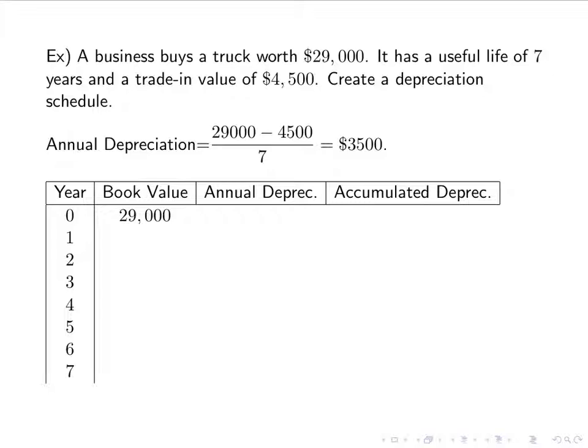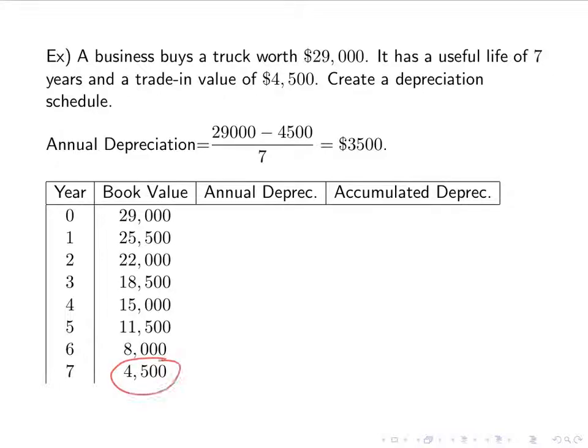The book value for year 0 is the cost of the truck, which was $29,000. And now each year I go down, I am going to subtract my annual depreciation. So $29,000 minus $3,500 is $25,500. Minus another $3,500 gives us $22,000. Minus another $3,500 gives us $18,500. And I keep going in this manner, I keep subtracting $3,500. And again, I'm going to have $4,500, which is my trade-in value.